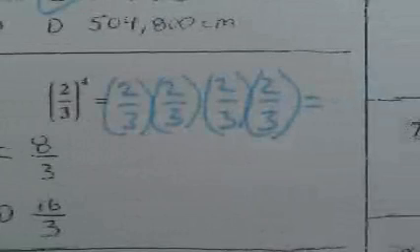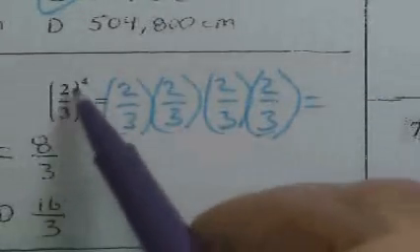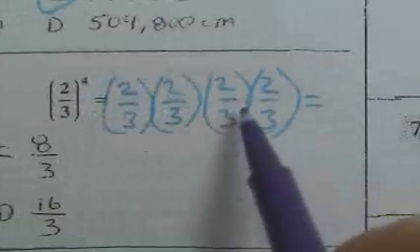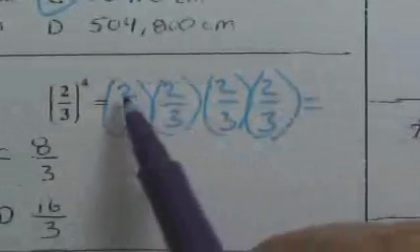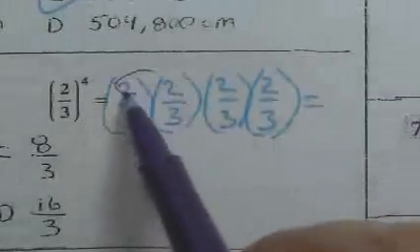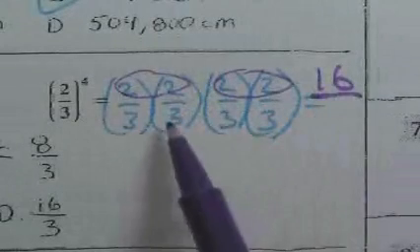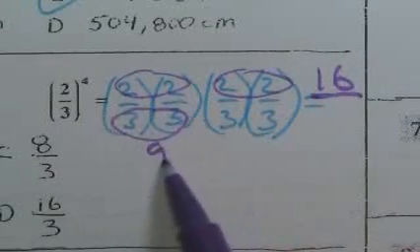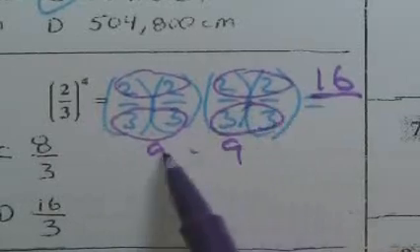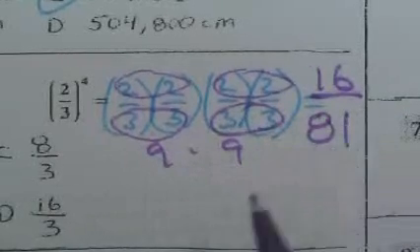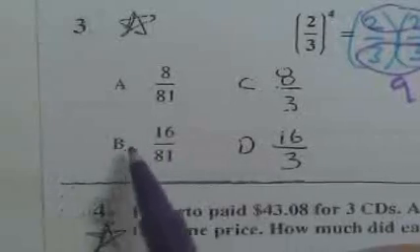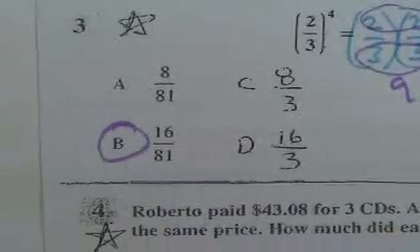Okay, on number 3, 2/3 to the 4th should look like this. And 2 times 2 is 4. 4 times 4 is 16. So the top is 16. On the bottom, 3 times 3 is 9. 9 times 9 is 81. So the correct answer is letter B.